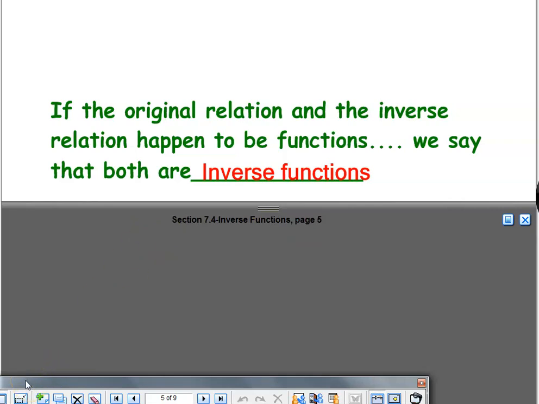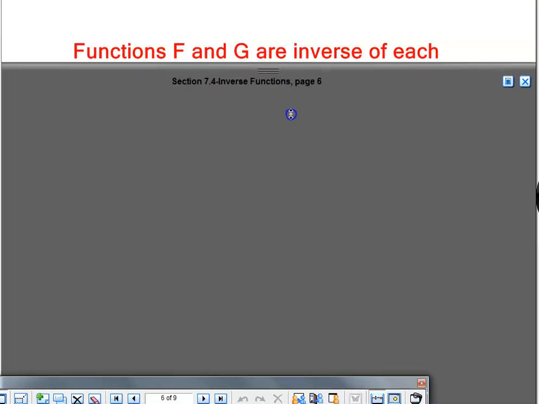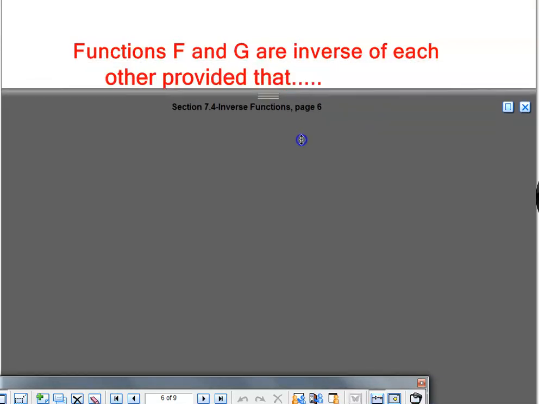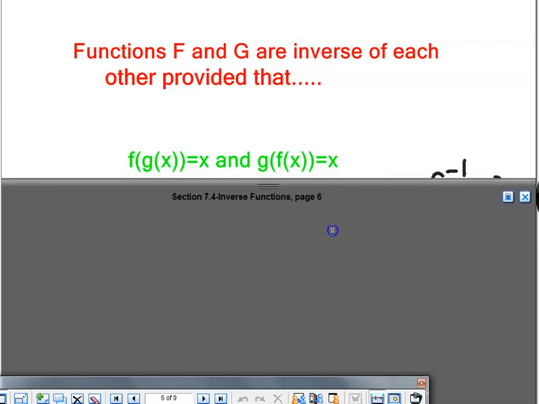But for right now, if two things are inverse relations, they are also going to be inverse functions. Okay. Now you're probably wondering, how does this stuff relate to the stuff we've been doing already? Well, functions f and g are going to be inverses of one another, provided that f of g of x equals x, and g of f of x equals x. Remember we talked about last section that the composition of functions, which is what these two things happen to be, don't necessarily have to equal each other, but when they do, something special happens. This is that something special.